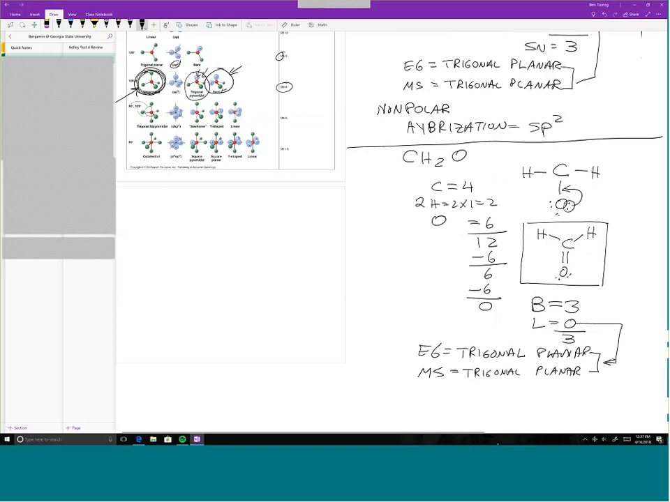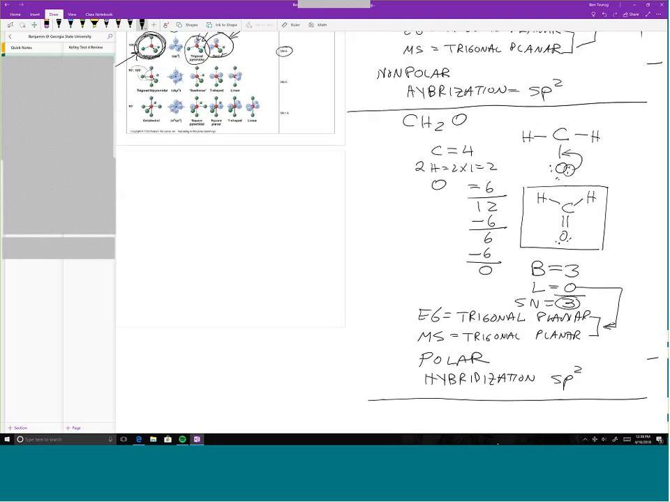I think it's easy to see that this molecule is not symmetrical, by virtue of the oxygen and the hydrogens being different. So it is a polar molecule because it is asymmetrical, and its hybridization is again sp2. That is driven by the steric number. Okay, so we're done with CH2O.